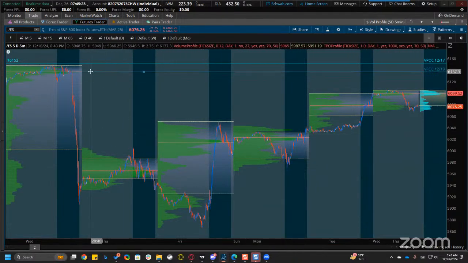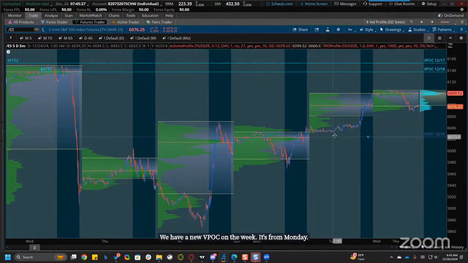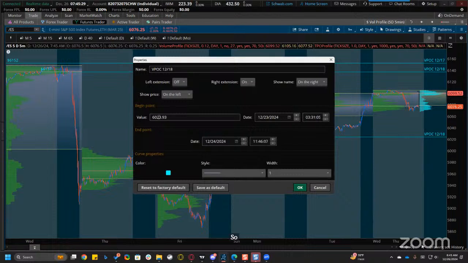We have a new VPOC on the week. It's from Monday. So a move to the downside has that to contend with.